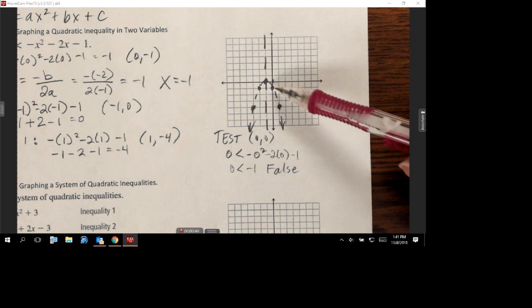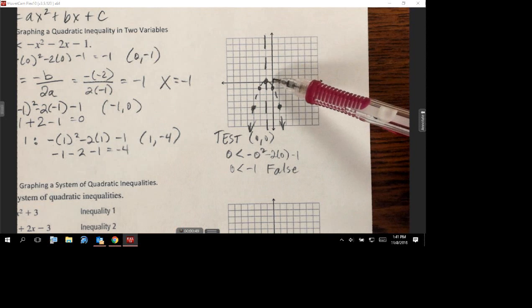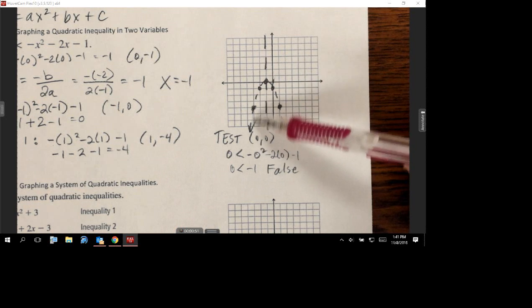The parabola itself is like a border between the shading and not shading. So (0, 0) is kind of on the outside of the parabola. It's not going to get shaded. The inside will get shaded.